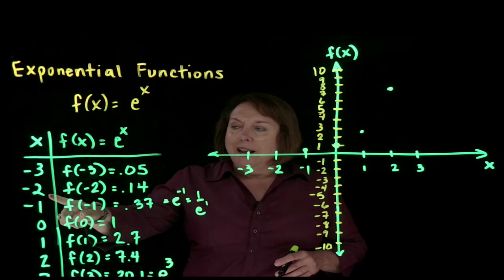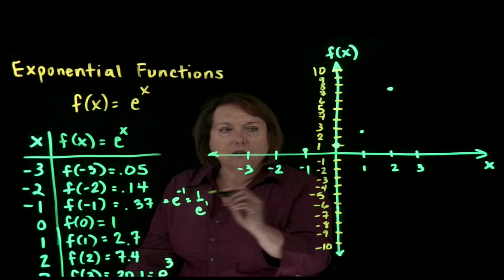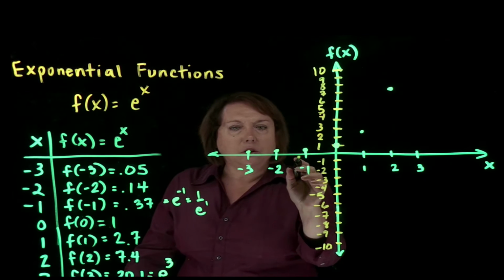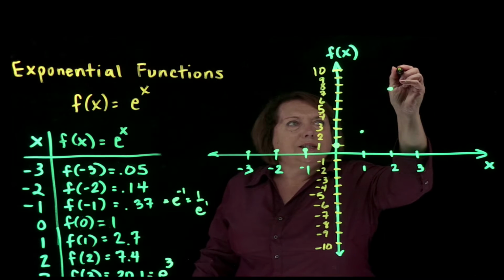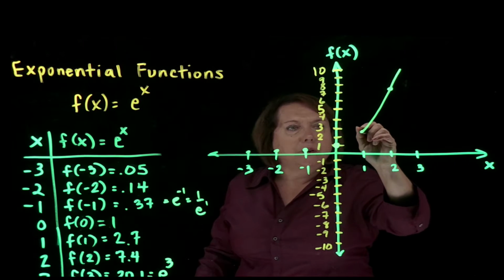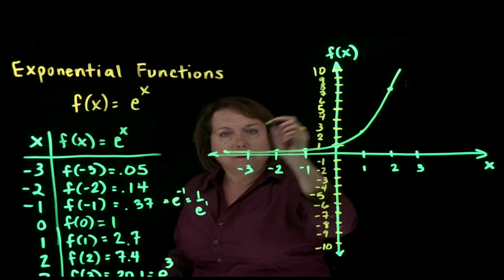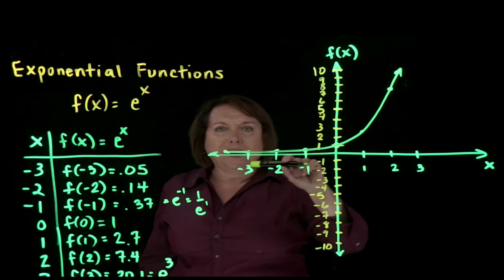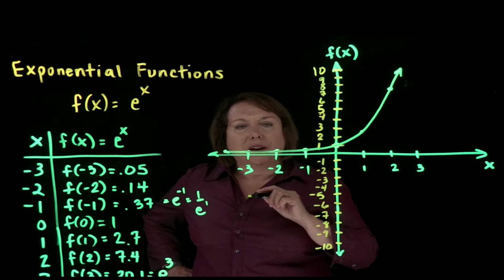So what's happening as x is getting smaller? Well, f of x is also getting smaller. It's getting closer and closer and closer to the x-axis. If I sketch this graph, that's the intent. That the x-axis, y equals 0, is actually a horizontal asymptote for this function.